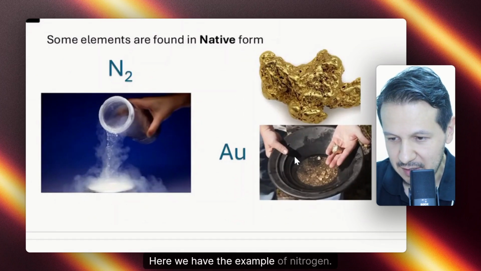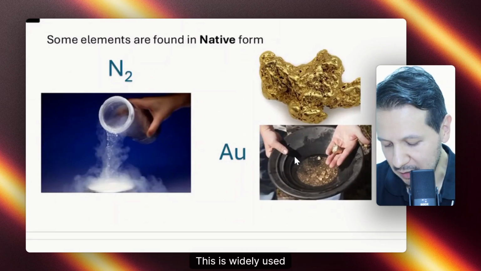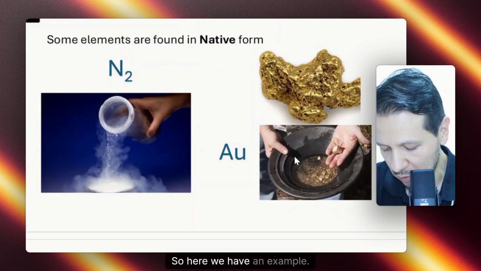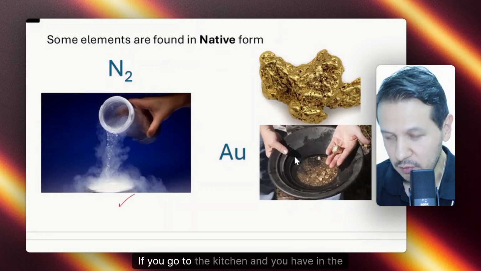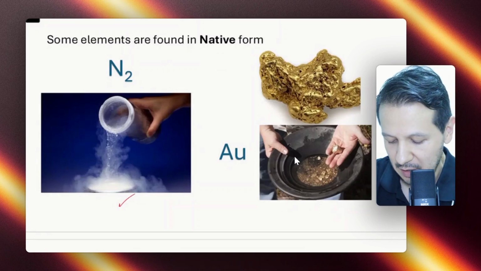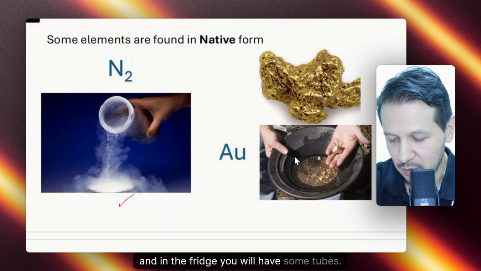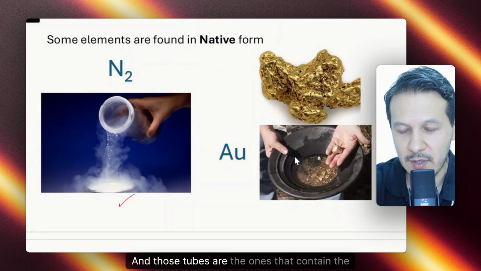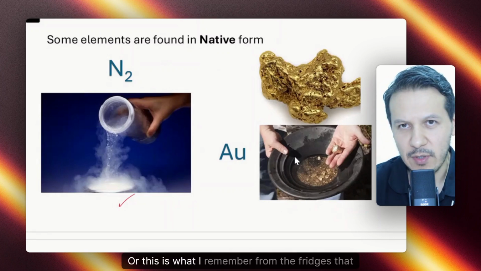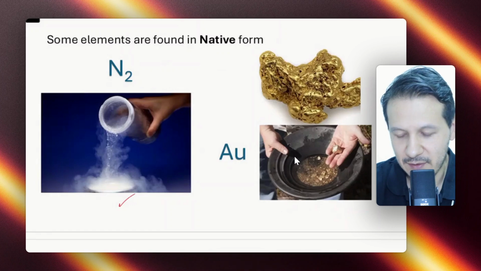Now, some elements are found in native form. Here we have the example of nitrogen. This is a widely used element used in refrigeration. So here we have an example. If you go to the kitchen and you look at the back part of the freezer, and in the fridge, you will have some tubes, and those tubes are the ones that contain the nitrogen, okay? Or this is what I remember from the fridges that we have.